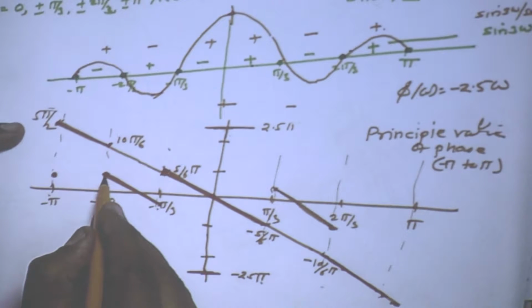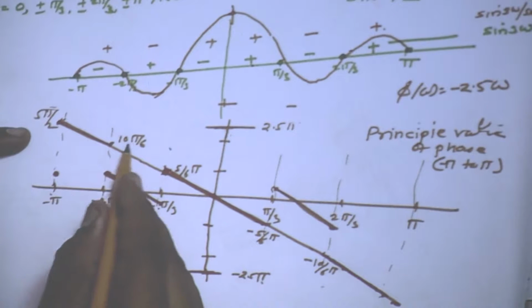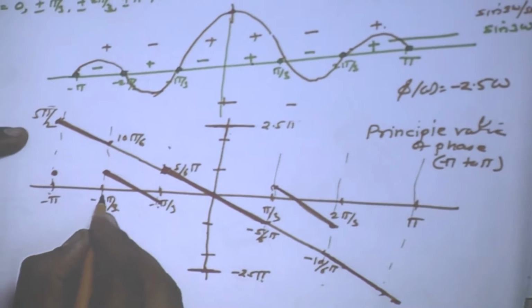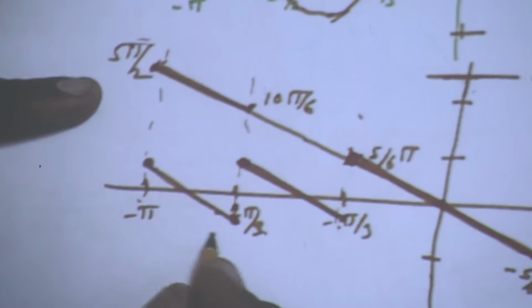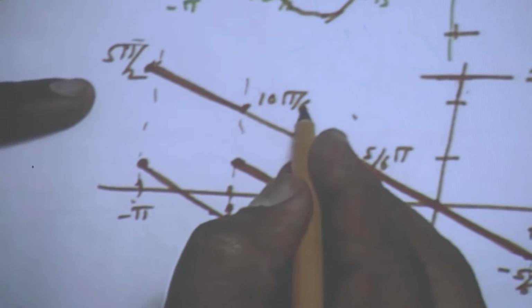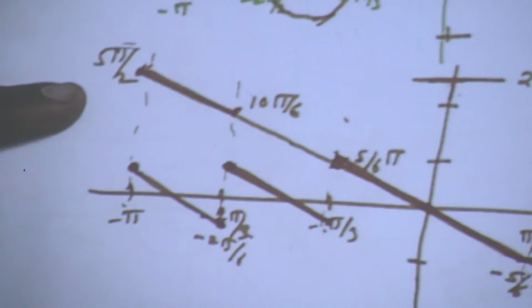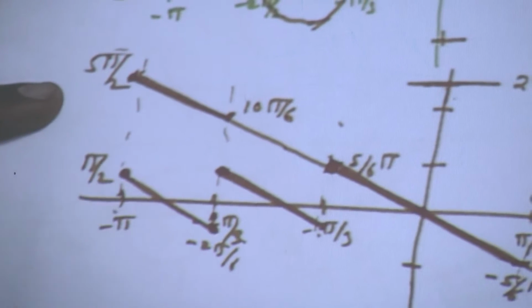This value is going to be, before this, 10 pi by 6 minus 2 pi. 10 pi by 6 minus 12 pi by 6. So it is minus 2 pi by 6. This is pi by 2.